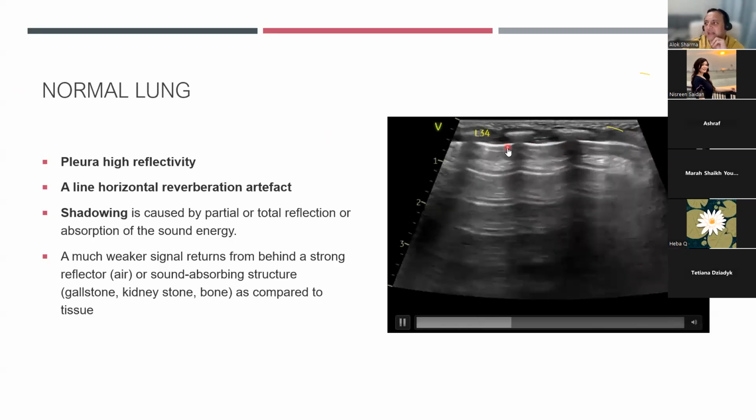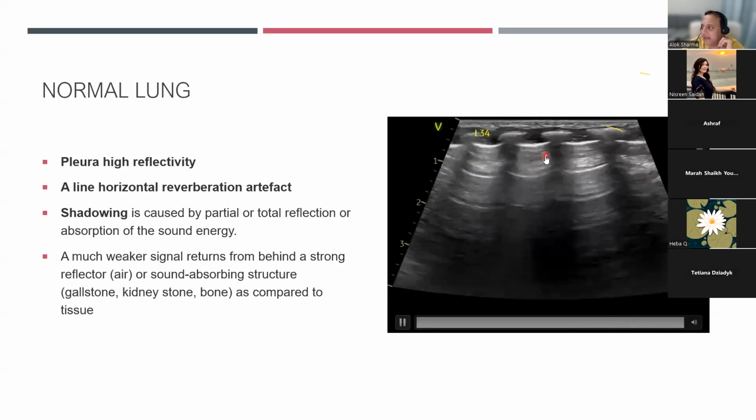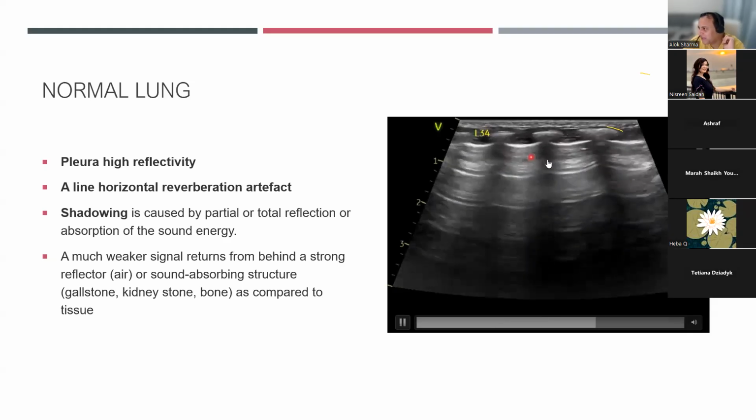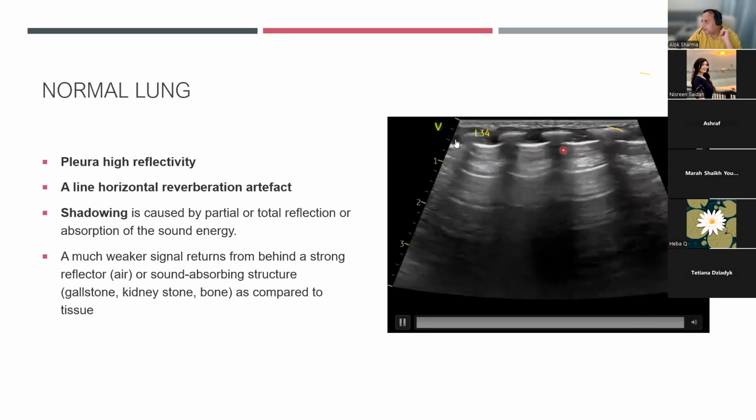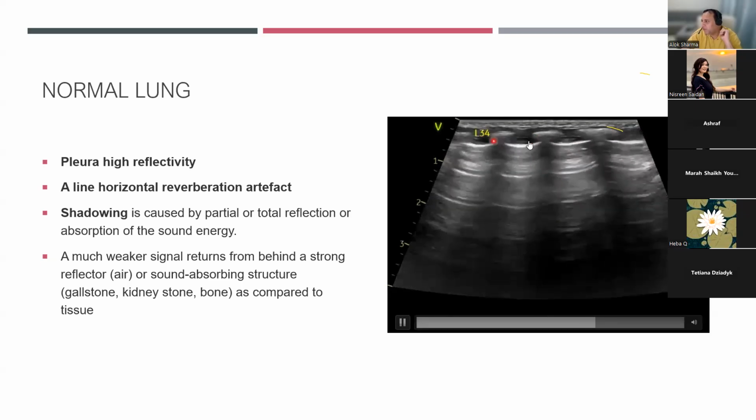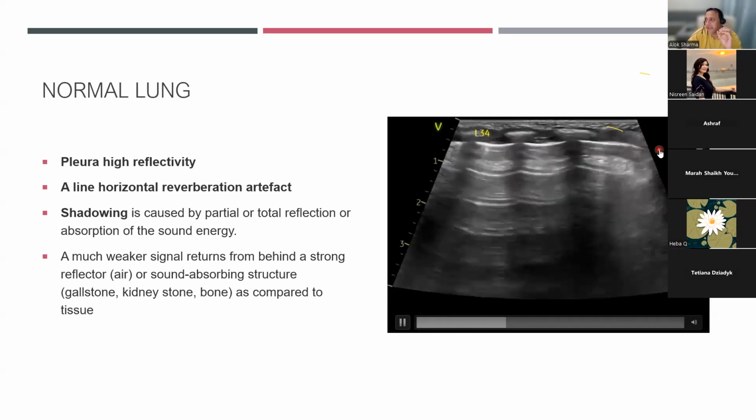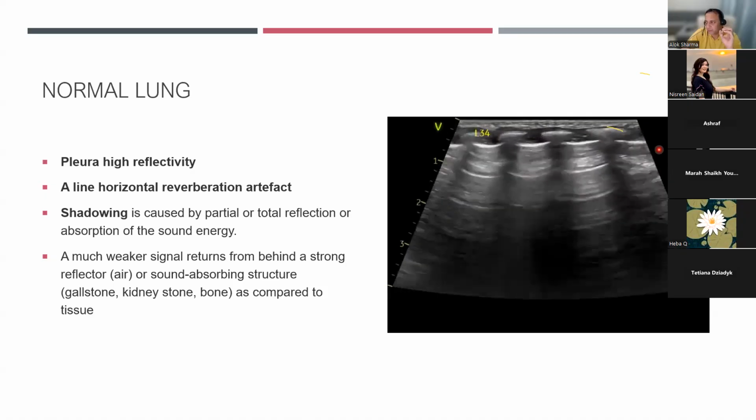So you can see sliding here. How do we define sliding? So you can see these small areas. These are called comet tails that you see. They're moving from side to side. The lung is moving from side to side. So this pleural movement is called sliding. And if you've got sliding, then from our perspective, you cannot have a pneumothorax.